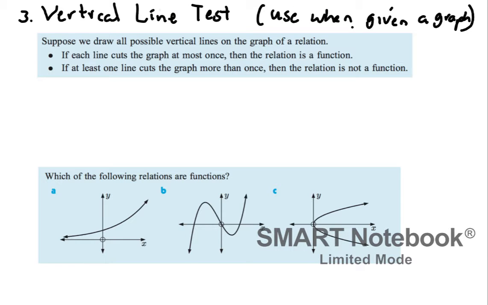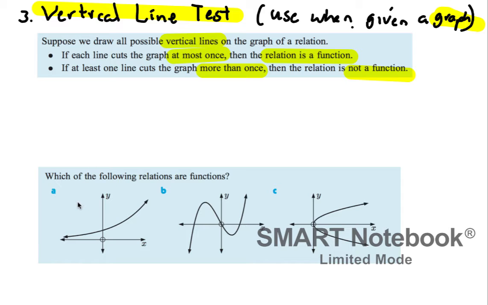Our third test we use when we're given the graph, and this is called the vertical line test. And you use it when you're given the graph of the function. So for the vertical line test, what you simply do is you draw a vertical line through the graph, and you can do it at any point on the graph. And regardless of where you draw the vertical line, if it only touches the graph once, it is a function. If it touches the graph more than once, it is not a function.